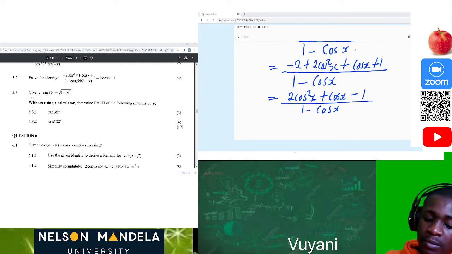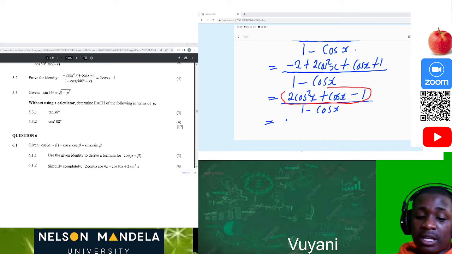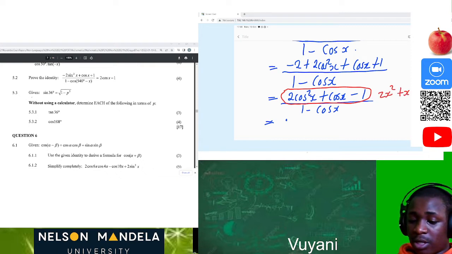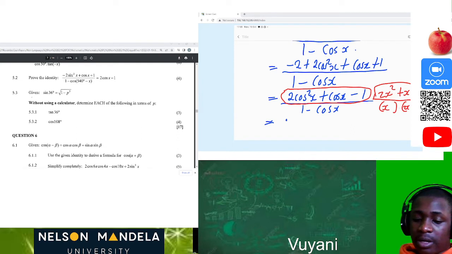So we can simplify that. If we rewrite the numerator in terms of x, it's going to be 2x squared plus x minus 1. So now we must find factors and factorize this. When we factorize, we know we'll have x and 2x here, then another one is going to be negative 1, and the other one is going to be positive 1. So these are the factors if we factorize this, okay?